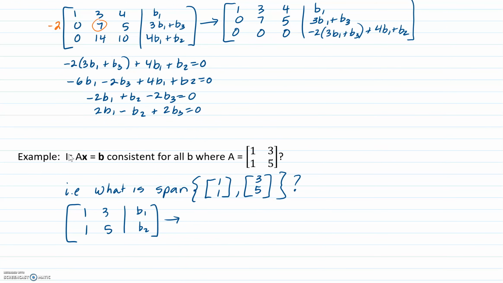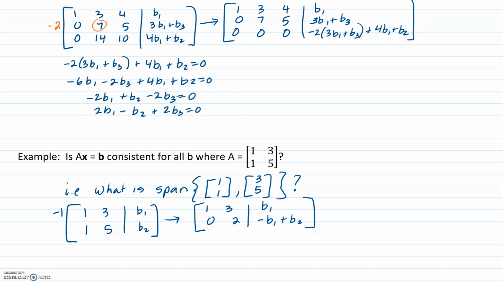So getting a 0 in the first row of the second column, I'm going to just multiply the first row by -1 and add it to the second row, leaving my first row alone. So I would get 0, 2, and this would be a negative B1 plus B2. We could stop there on this one because we have 2 pivots. There is nothing that B1 and B2 cannot be.